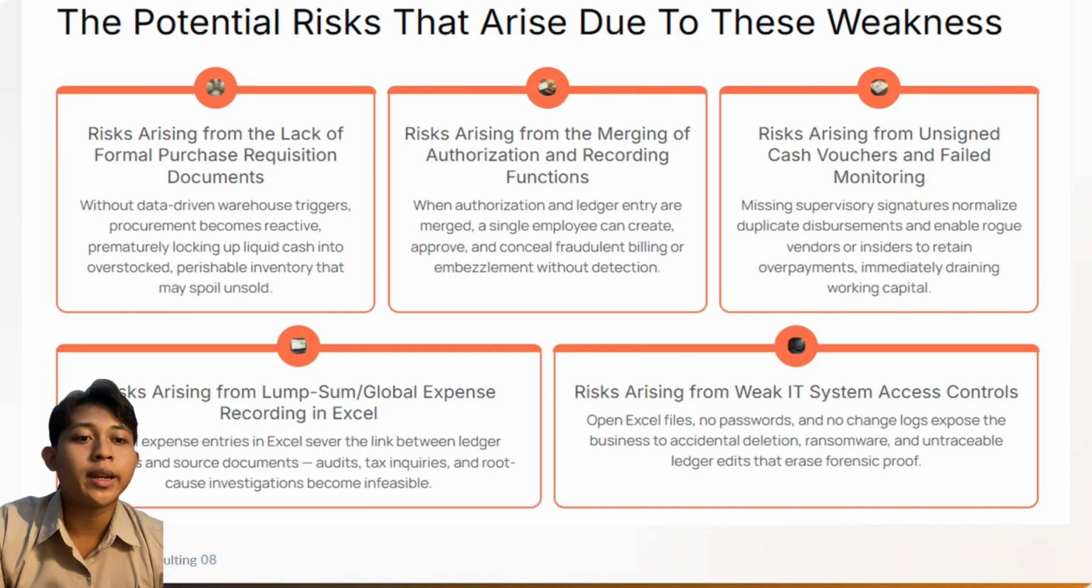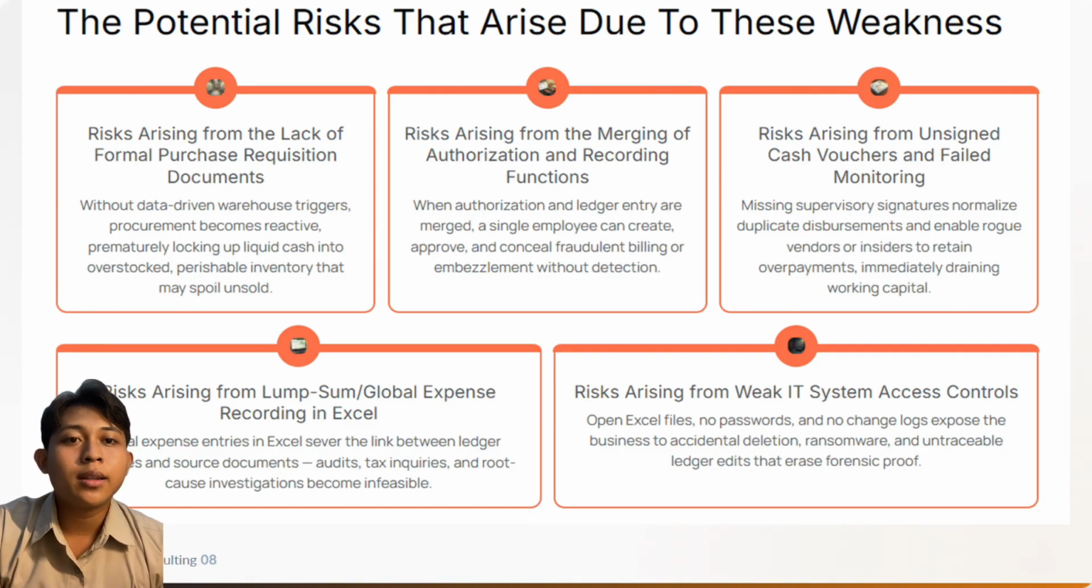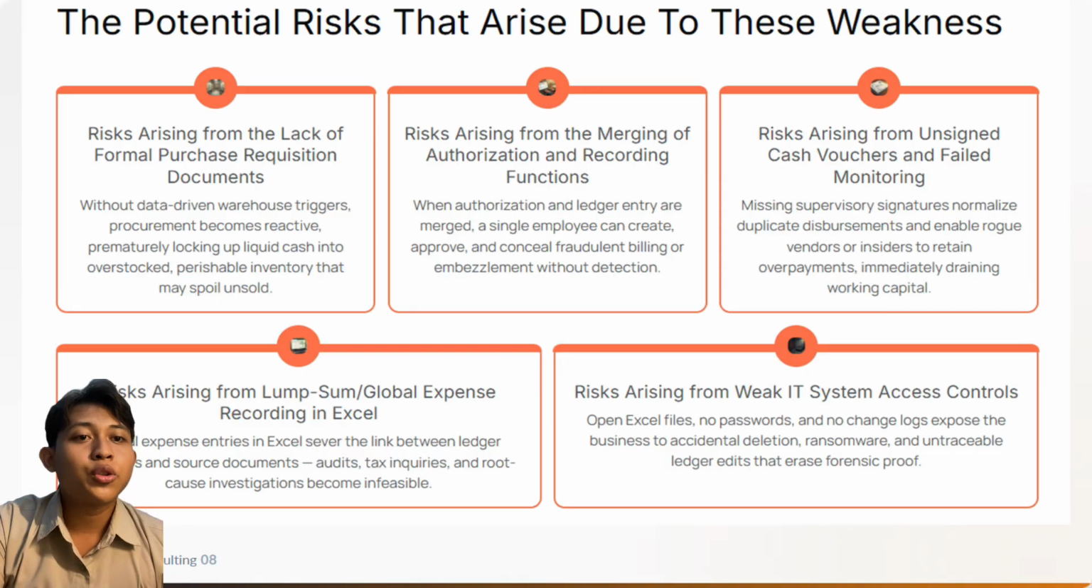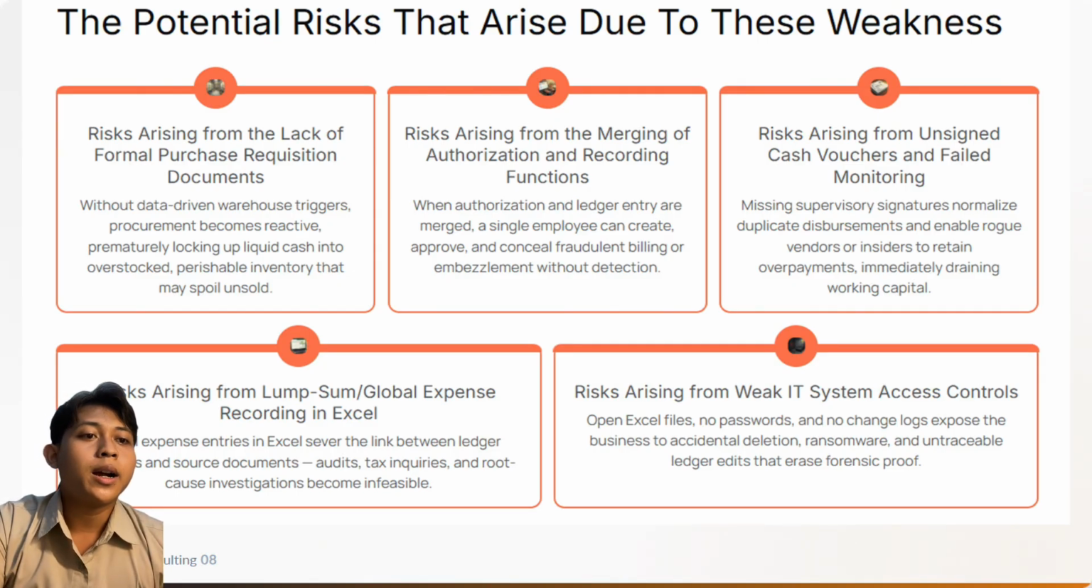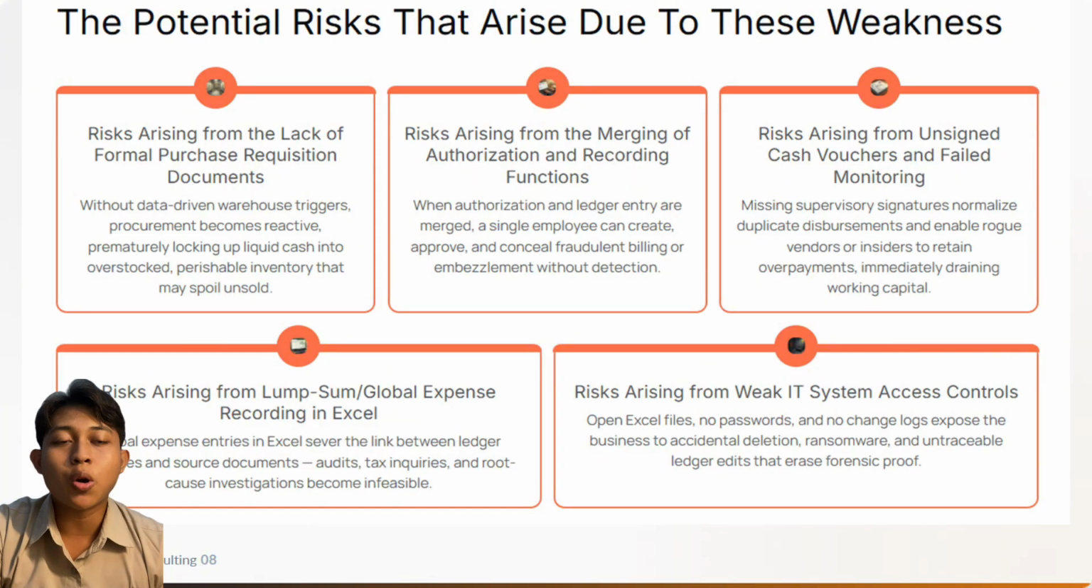Risk arising from unsigned cash vouchers and failed monitoring is direct liquidity drainage, habitually paying duplicate invoices, bleeding immediate liquidity out of the company bank account. This reduces the daily cash reserves needed to meet critical short-term obligations such as payroll, rent, and utility bills. Exploitation by review vendor: relying on suppliers to voluntarily return overpayment is a dangerous operational risk.